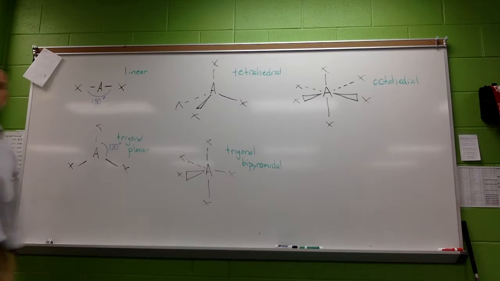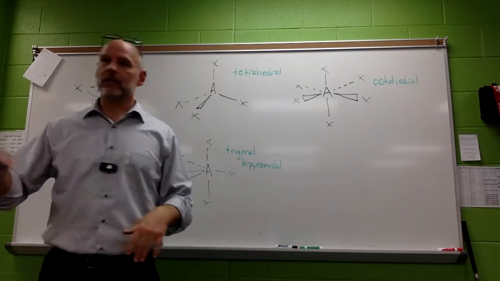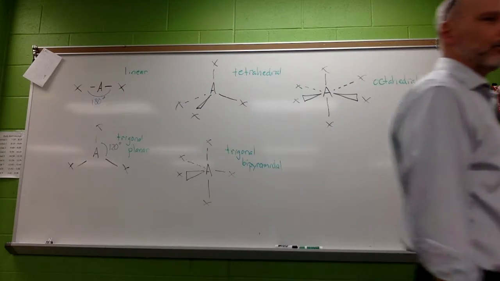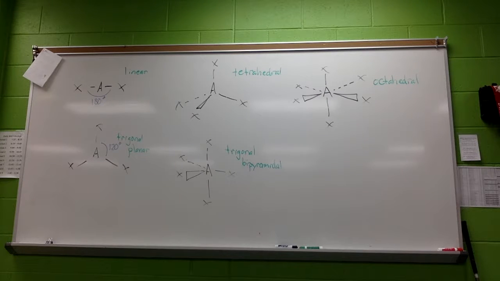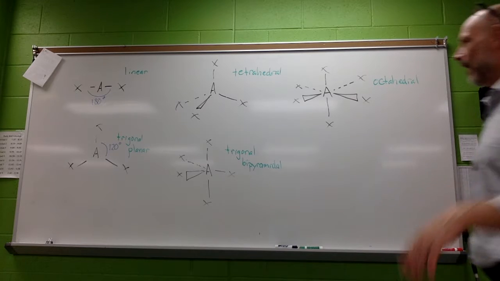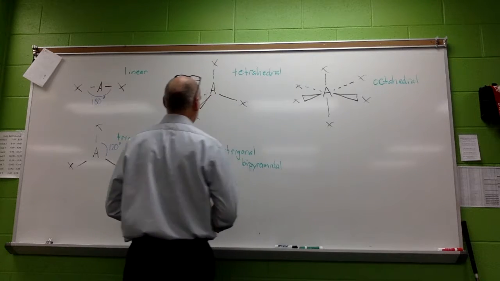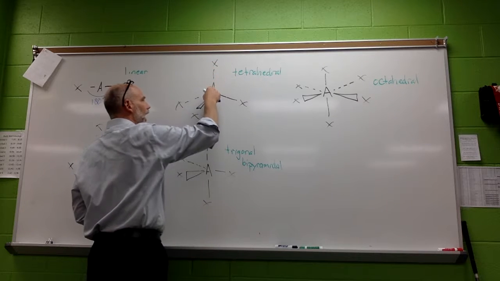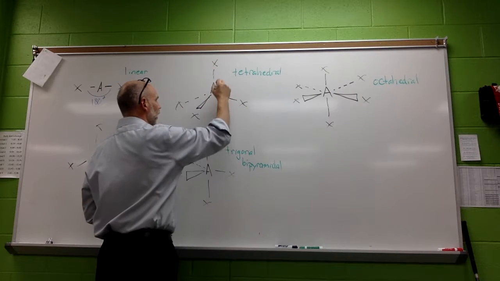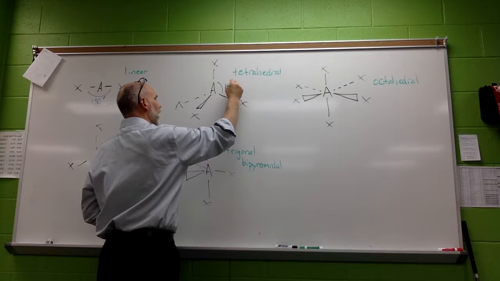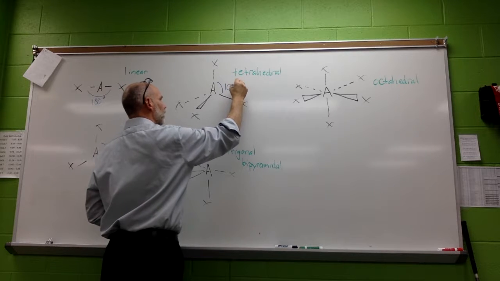Okay. The tetrahedral. Now those two are pretty easy, right? The tetrahedral is going to be a little wacky for you. It's not 90, because of the three-dimensional nature of it. I'm not even going to have you guess because that would be pointless. So the X-A-X bond angle here is 109.5 degrees.